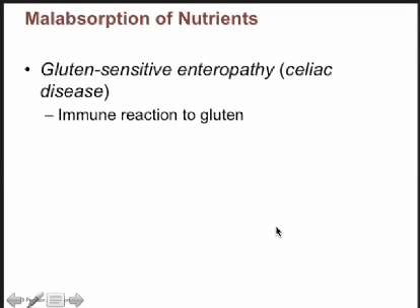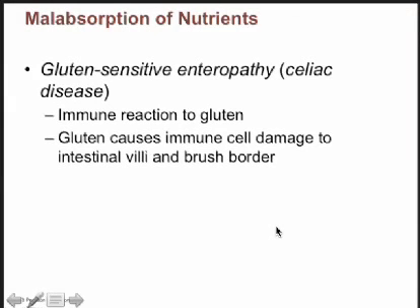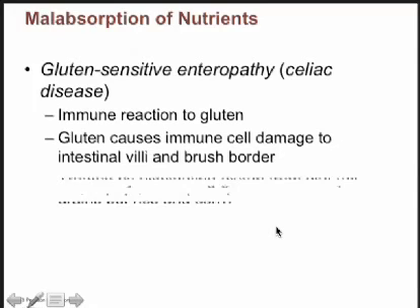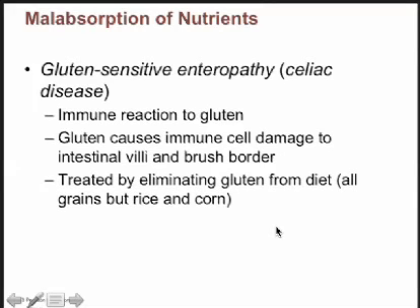Celiac disease is an immune reaction to a protein called gluten that you find in wheat flour. This causes the immune cells to damage the intestinal villi and the brush border. It's generally treated by eliminating gluten from the diet. And the way you do this is avoid all flours except those made from rice and corn. Patients with celiac disease come in all shapes and sizes and all ages, and it can present at any age.